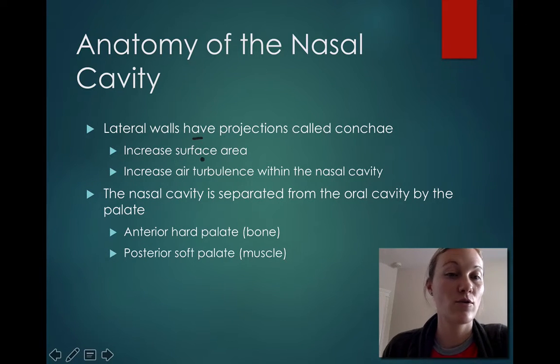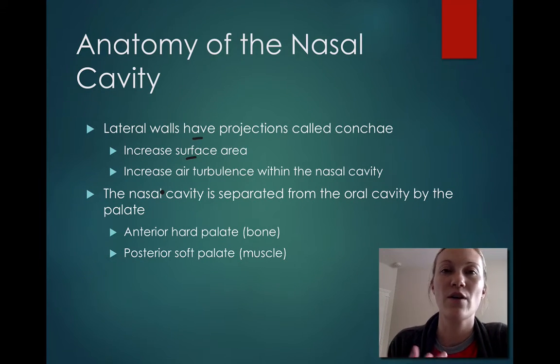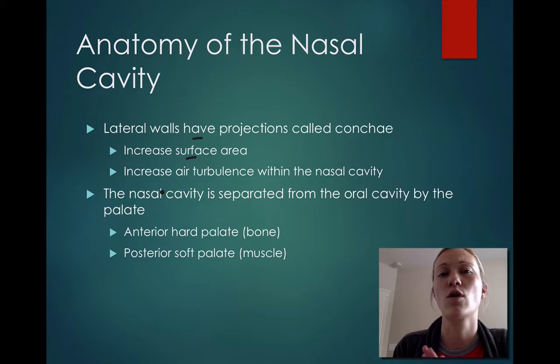Okay, so the lateral walls have projections that are called the conchae. These help to increase surface area. The reason we want to increase surface area is that by increasing the surface area, it allows more things to be trapped. For example, if you're breathing in foreign particles when you're outside on a windy day, having more surface area allows more of those pathogens or those foreign particles to be trapped.